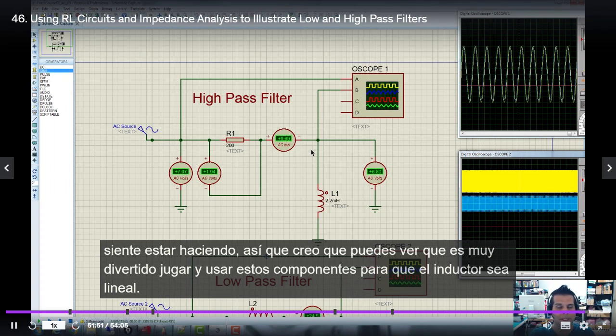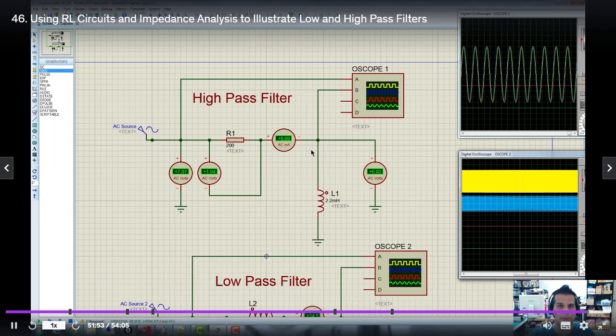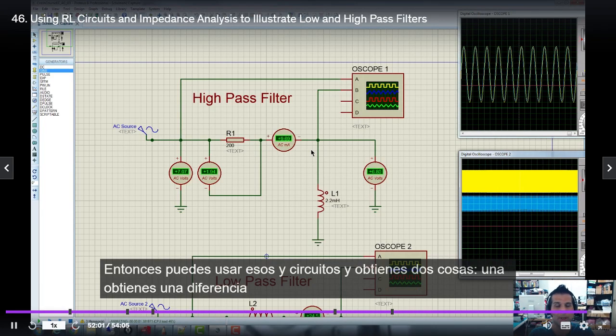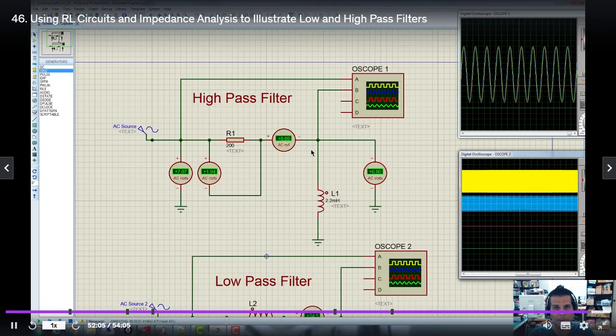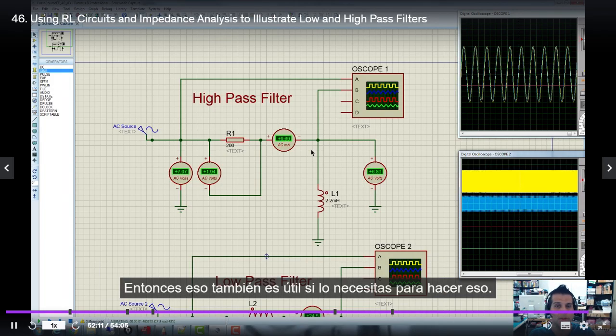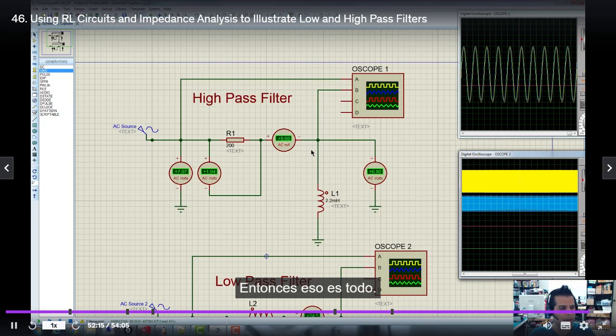So the inductor is a frequency-dependent resistor, linearly, and then the capacitor is inversely proportional to the frequency. So you can use those in circuits, and you get two things. One, you get a difference in impedance. Their resistance changes as a function of frequency, and you change the phase angle as well. So that's also useful if you need to do that. All right, so that is about it.